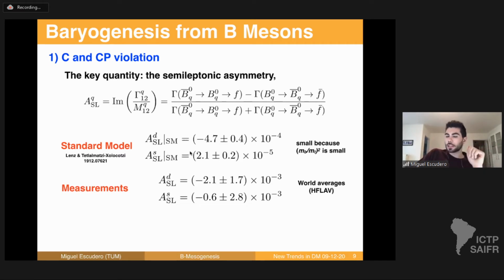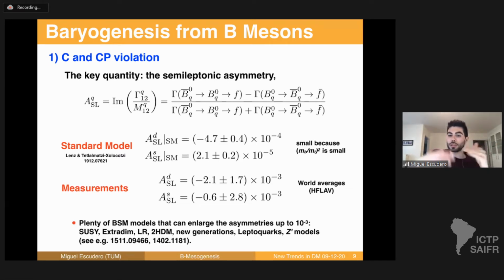So these are the numbers in the standard model, but then beyond the standard model, there are many scenarios that can enlarge these asymmetries from the standard model value to values around 10 to the minus 3. And this includes supersymmetry, extra dimensions, leptoquarks, Z-prime models. There is an array of models that can enlarge these asymmetries.